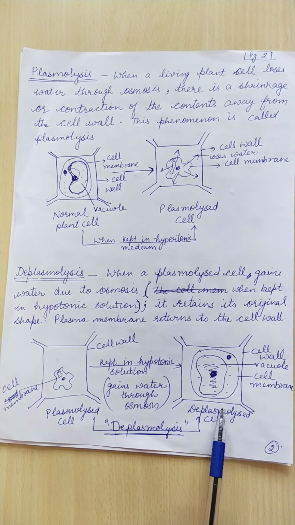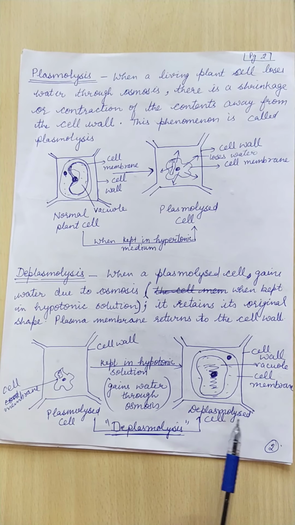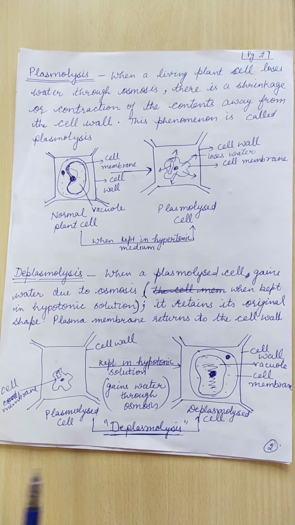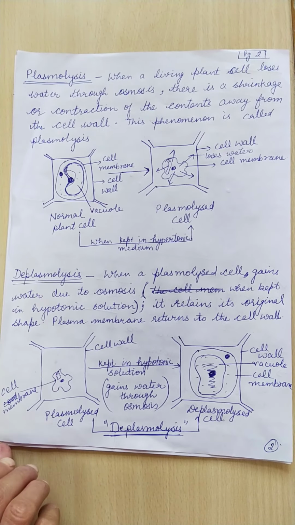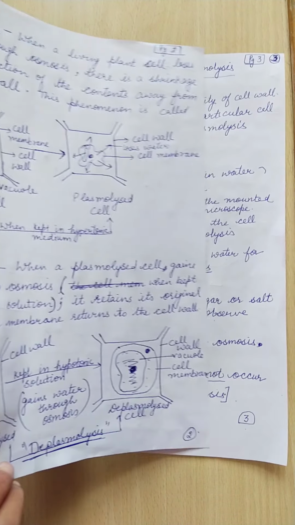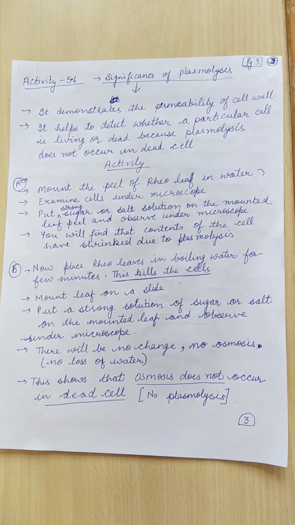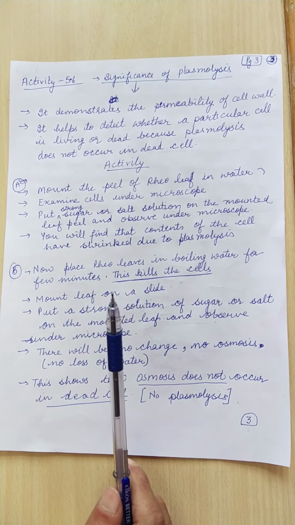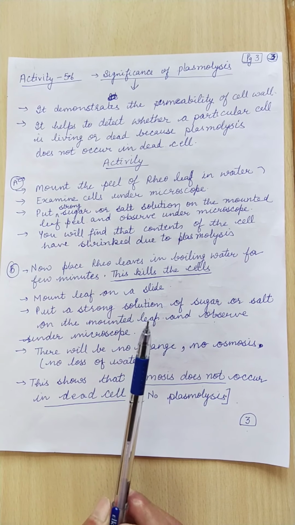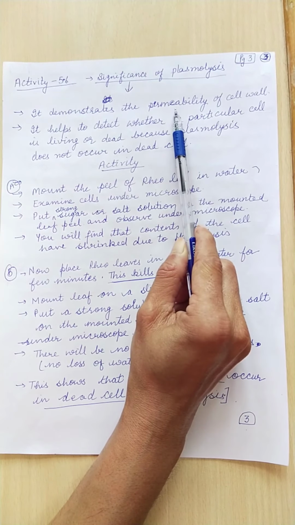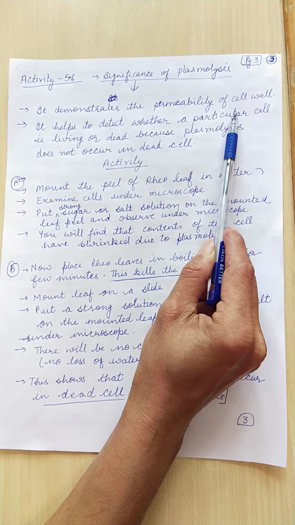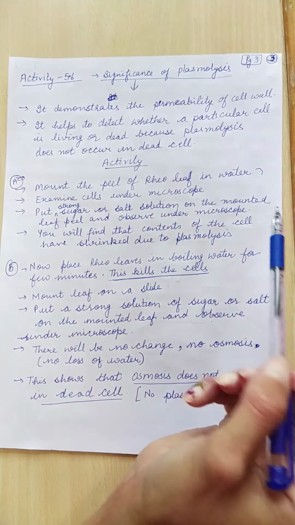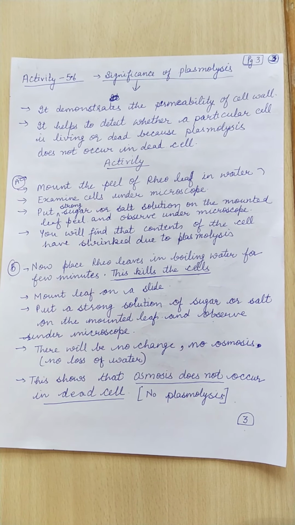Such a cell is called a deplasmolysed cell, and the process is called deplasmolysis, that is the reversal of plasmolysis. Later in the chapter you will find an activity which shows the significance of plasmolysis. This process of plasmolysis demonstrates the permeability of the cell wall, and it helps in identifying whether a particular cell is living or non-living.